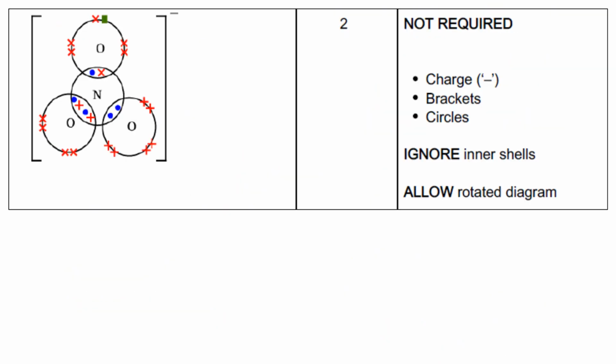So let's have a look at what the mark scheme wants, and it's pretty similar to what we've done. Don't worry about charges or brackets or circles. They're not actually testing that out. What they're testing out is, can you arrange the electrons in the right way? They tell you to ignore inner shells because they didn't ask you to do inner shells, and you can rotate the diagram about a little bit if you wish.